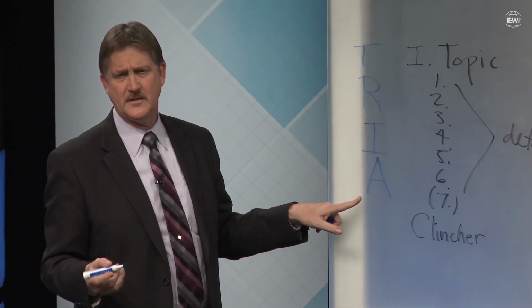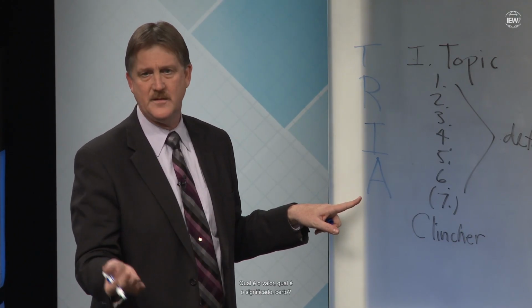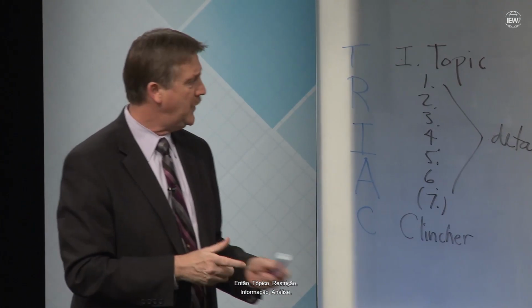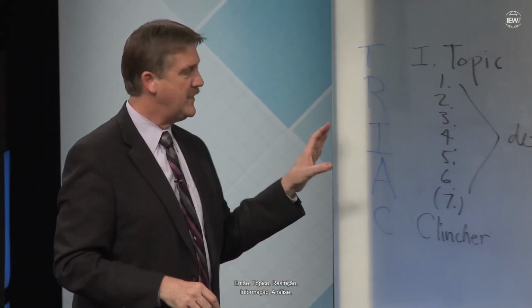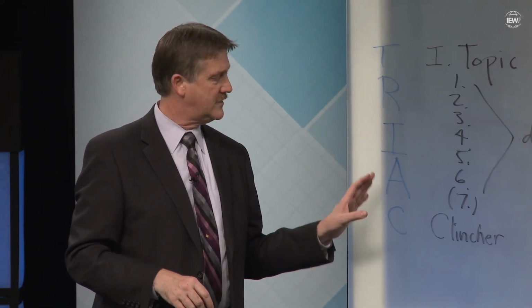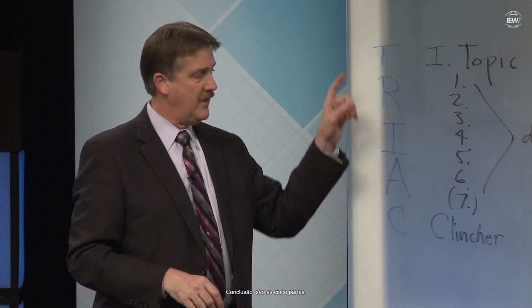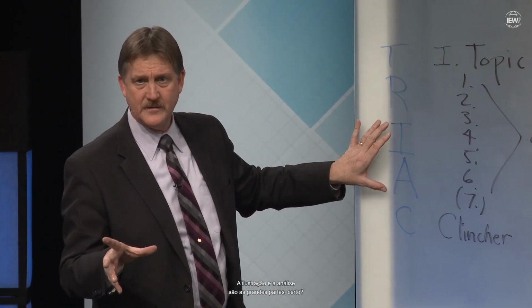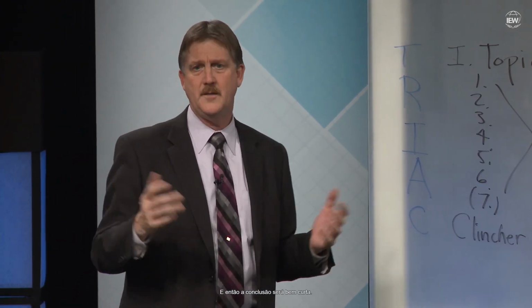What's the significance? What are the impacts? What's the value? What's the meaning? Right? And then C stands for clincher. So topic, restriction, information, analysis, clincher. And there's 5 parts. Now they're not 5 equal parts because the topic and restriction are probably very short. The illustration and analysis are the big parts, right? And then the clincher is going to be pretty short.